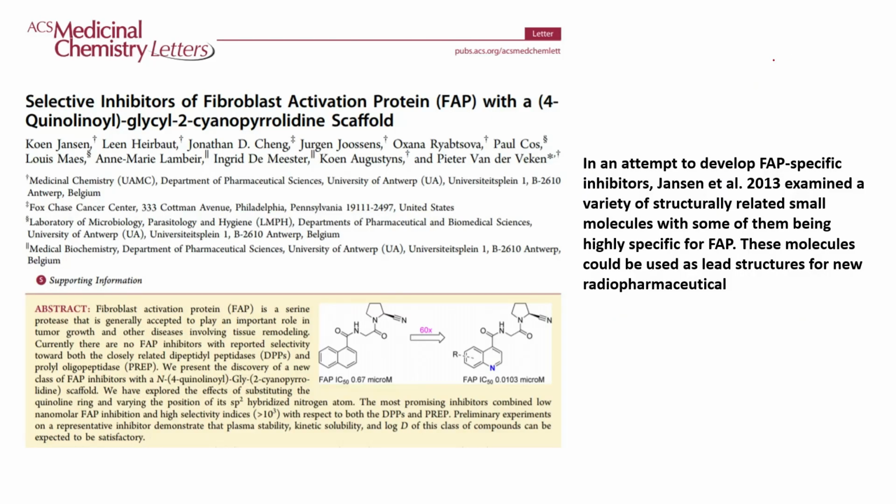Initially FAP substrates were developed as a whole, but FAP inhibitors were not that much developed. So in an attempt to develop a FAP-specific inhibitor, this group of people like Cohen, Jason, Lean, Hairbot, and others examined a variety of structurally related molecules, and some of them were very specific to FAP. These molecules could be used as a lead structure for new radiopharmaceuticals.